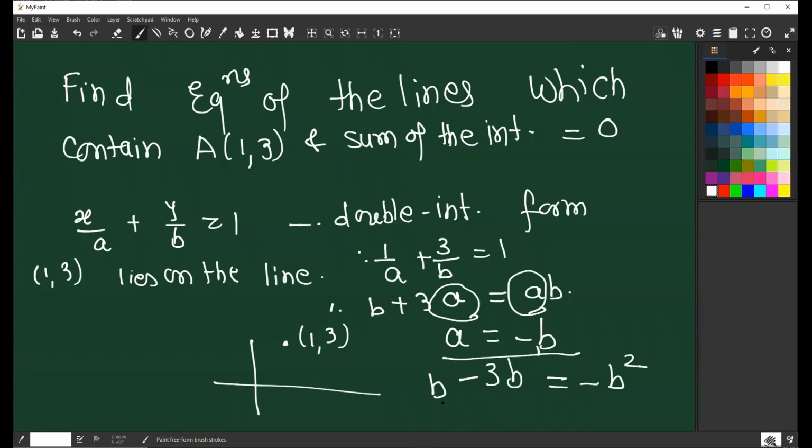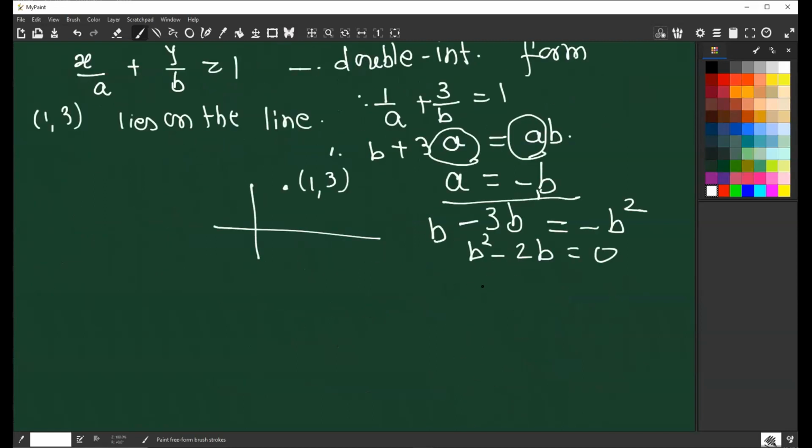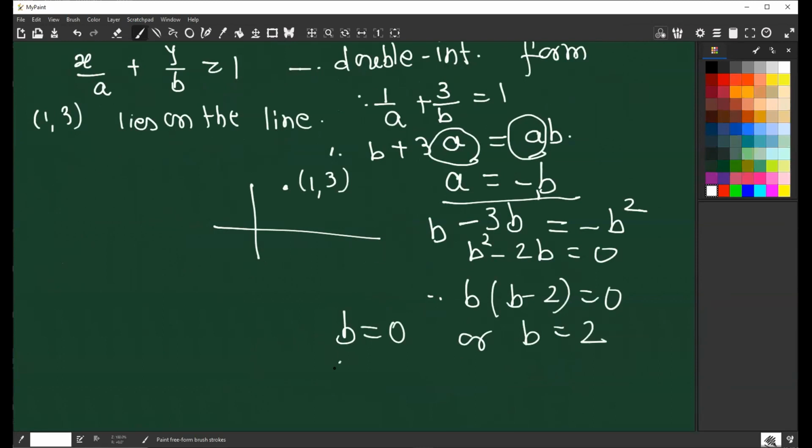Somebody is writing that they got only one value because you missed the value of B as 0. That's why. You will have B square minus 2B is 0. You understood? So when you take B common, it is B into (B minus 2) is 0. So either B is 0 or B is 2. So when B is 0, A is also 0. There is nothing like minus of 0, na? And when B is 2, A is minus 2.